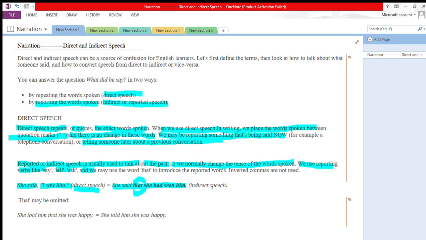So instead of comma, we have used the subordinating conjunction that, and I has changed into the third person pronoun she, and saw him has changed into the past perfect, had seen him. These are the tense changes that I'll explain later. That may be omitted. If you don't want to use that, it can be said, she said she had seen him. She said, I'm happy. She told that she was happy, or she told him she was happy.